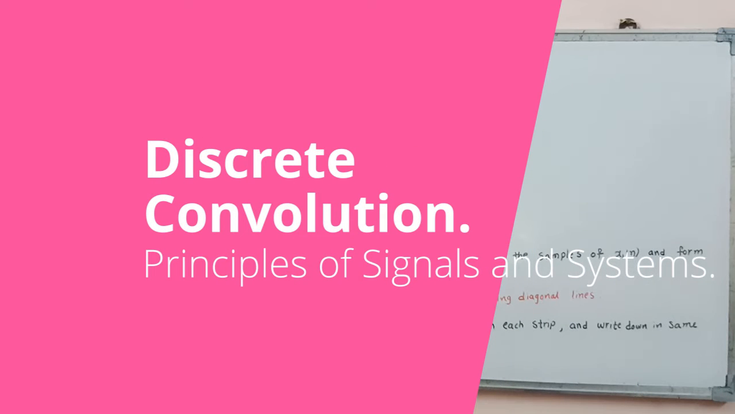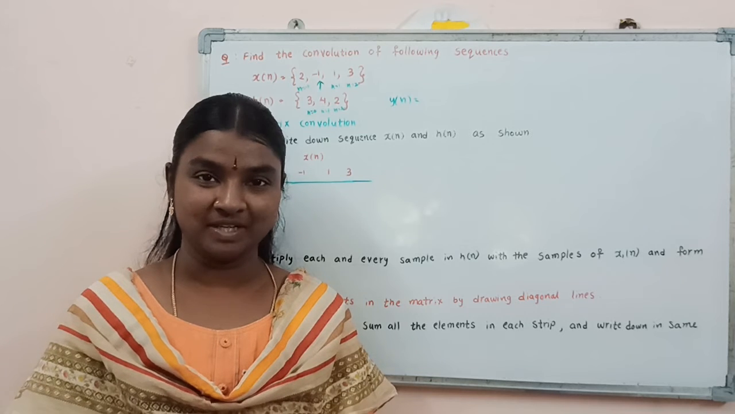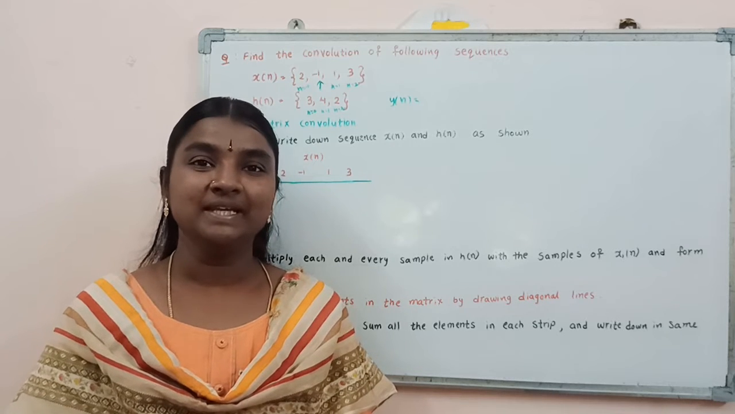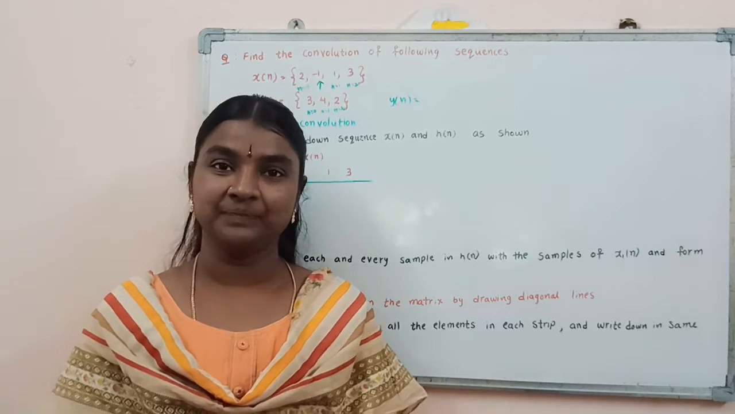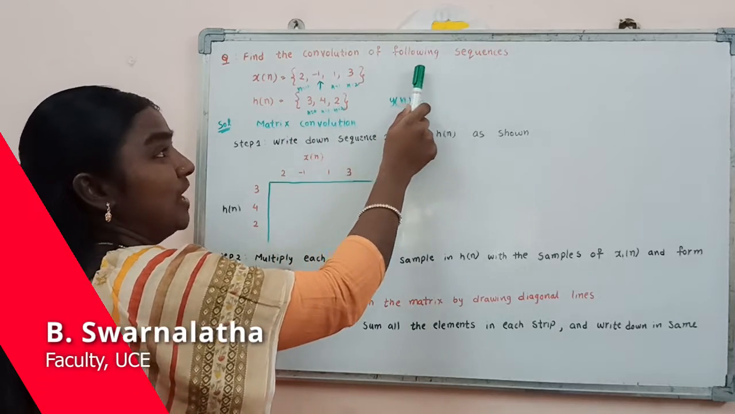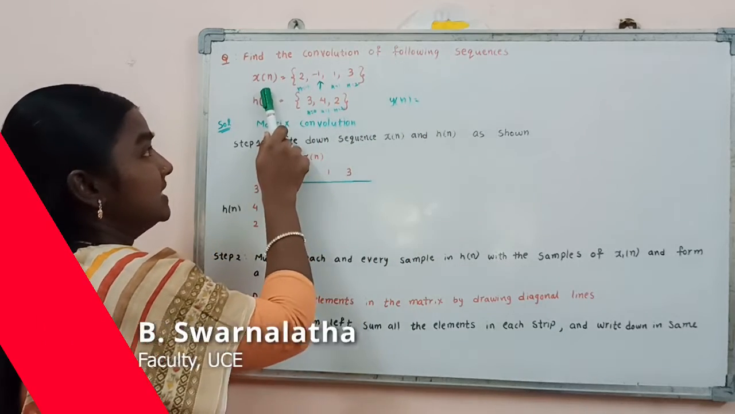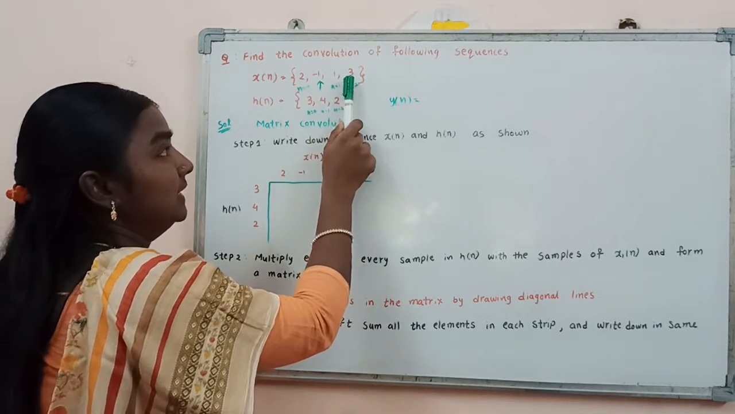Everyone, in this video I am going to explain a question based on matrix convolution. For this one, we are going to consider two discrete time domain sequences. Now here is the question. Find the convolution of the following sequences: x of n is equal to 2, -1, 1, 3.